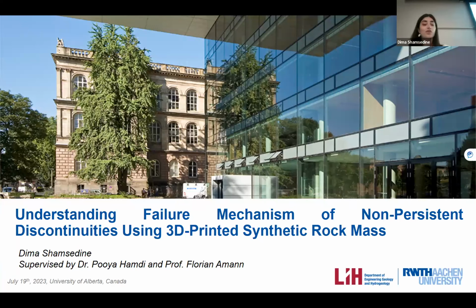So my project focuses on understanding the failure behavior and the strength of rock masses containing non-persistent discontinuities, and I do laboratory tests on 3D printed rock masses. I am supervised by Professor Florian Amann and Dr. Pooya Hamdi. Pooya Hamdi has presented here last week his work on his project.